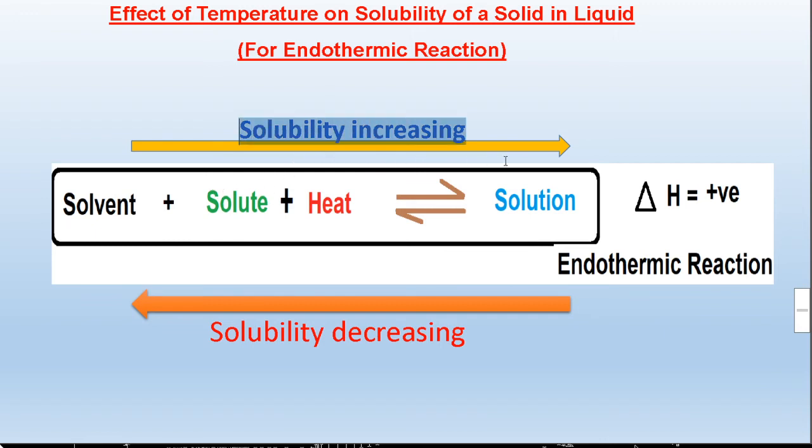On going forward solubility is increasing, on going backward solubility is decreasing. Also on going forward heat is absorbed, in forward direction heat is absorbing, while in backward direction heat is evolving.